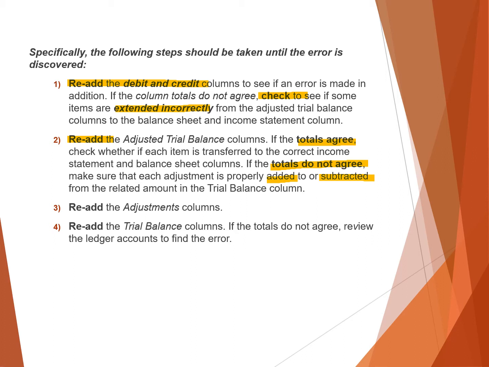And then number 3, re-add the adjustment columns. And then after that, re-add the trial balance column. So as you can see here, magbabalik ka pa isa-isa sa bawat column. Pinakahuli na yung trial balance. Okay, so ganun yung technique. Huwag ka magsisimula sa trial balance, kasi paano kung ang mali lang naman ay nasa adjusted trial balance? Di ba? So you just need to work back per column.